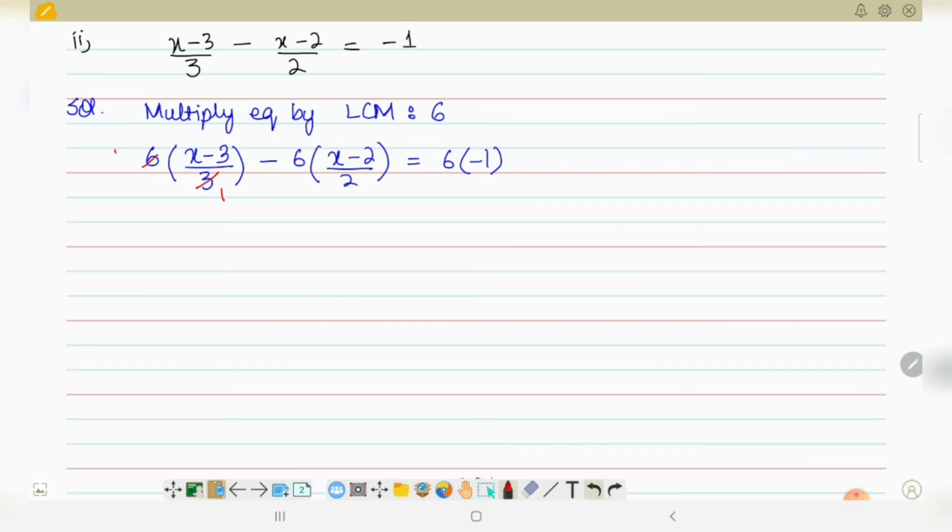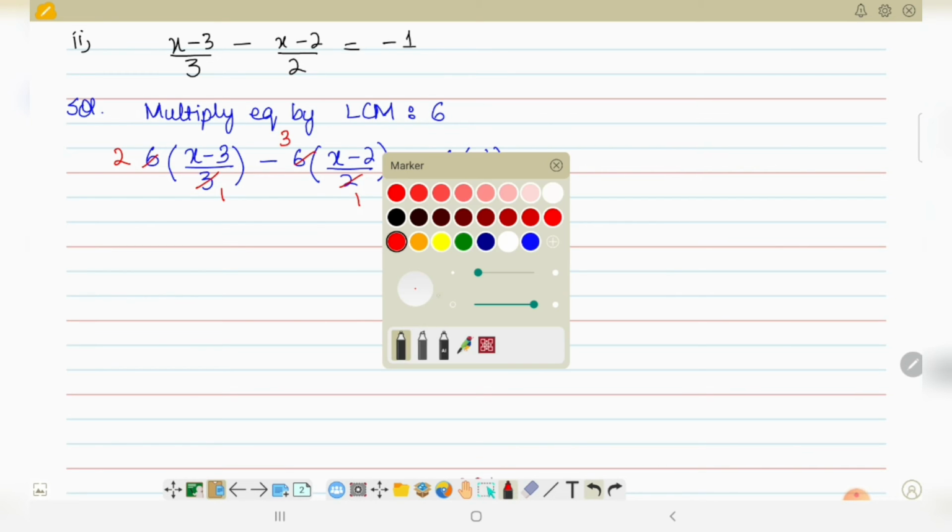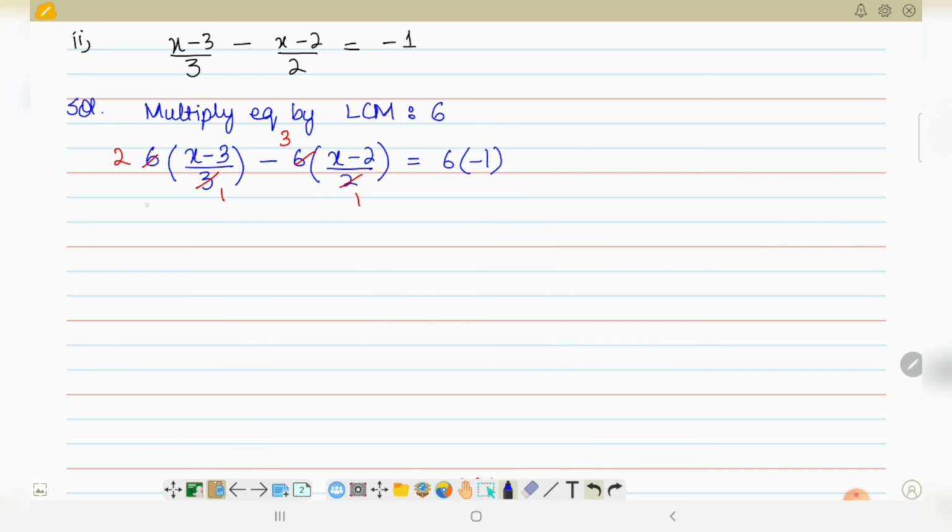3 ones are 3, 3 2 times 6, 1 times 2, 2 3 times 6. Now we'll write down the remaining terms. 2 into x minus 3, and here we have 3 into x minus 2, and you can even solve the bracket directly. Now we are going to remove the brackets: 2x minus 6, and here we have 3 minus 3x minus plus 6 is equal to minus 6.